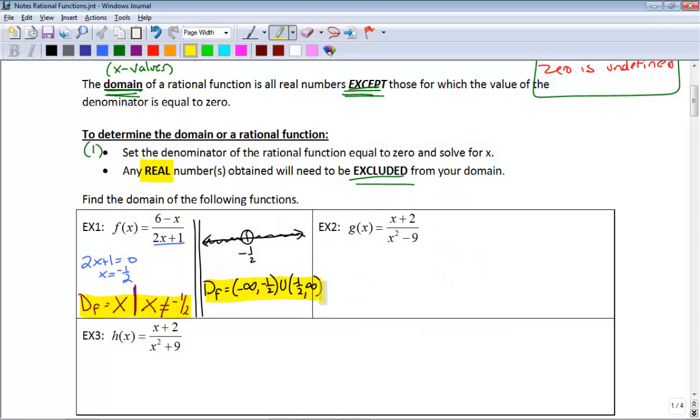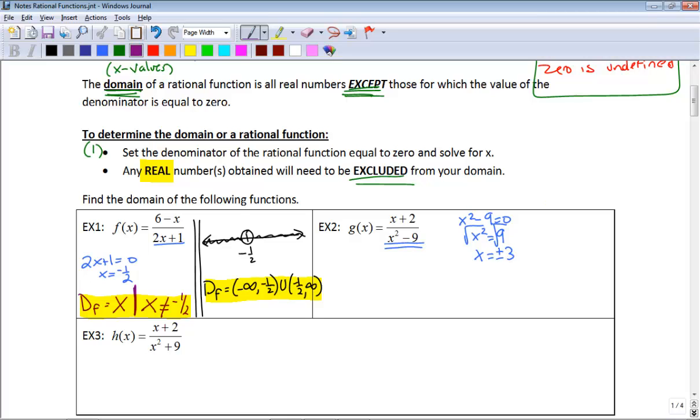Let's look at example 2. Again, same thing. Find the domain of this function. Well, the first thing we need to do is set the denominator, which happens to be x squared minus 9, equal to 0, and solve for x. Well, if I solve it, I can move 9 to the other side, and I'd get x squared is equal to 9. Take the square root of both sides, and you end up with x is equal to, don't forget, when you take the square root of both sides to solve it, you write plus or minus. So x is equal to plus or minus 3.